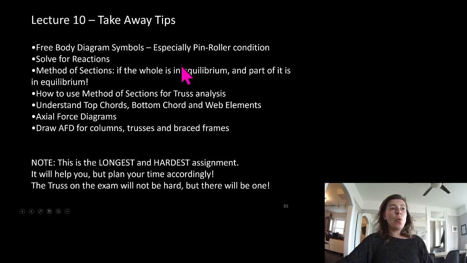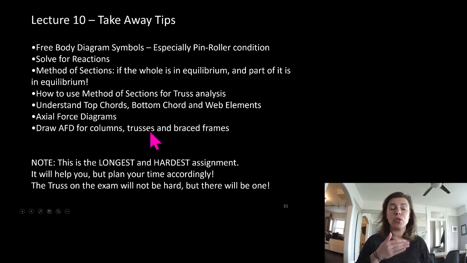So you should know the free body diagram symbols. You should know how to solve for reactions. You should know method of sections. If the whole is in equilibrium, then part of it is in equilibrium. How to use method of sections for truss analysis. You should understand where the top chord, bottom chord, and web elements on something is. You should know how to draw an axial force diagram for trusses, columns, and brace frames.